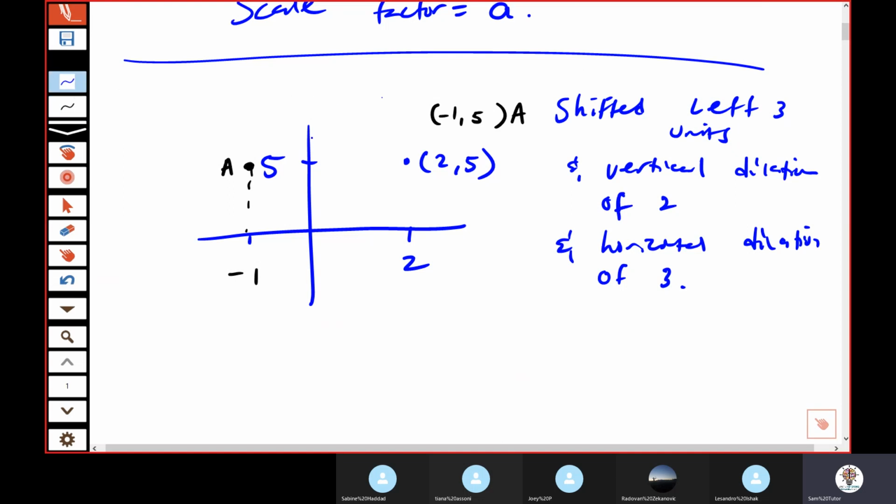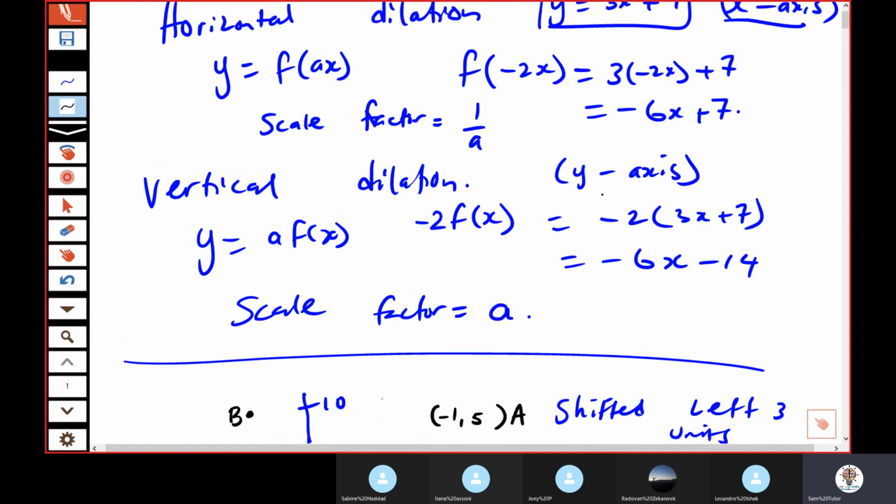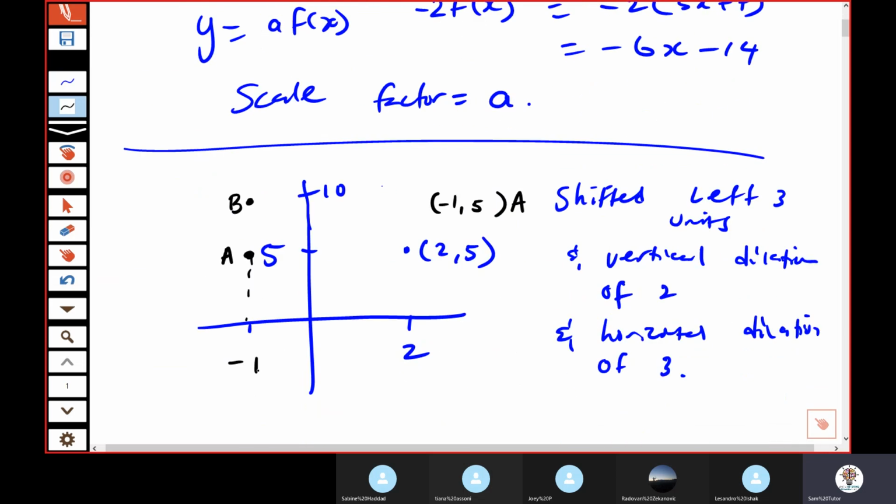Tiana, you think you get it? What about you? Talk to us. Tell me what you're thinking. It changes the y value. For vertical dilation, it changes the y value, correct. So that's why I didn't change the x value. It still stayed at -1. I multiplied the y value by 2.